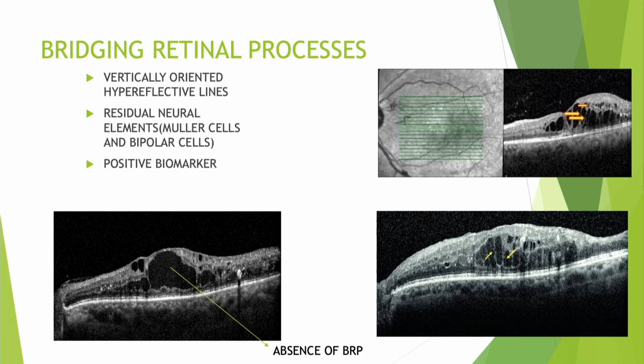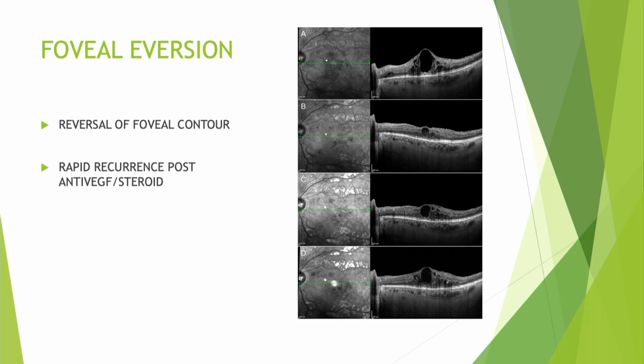So if you look at the cystoid process, sometimes there could be bridging retinal processes which are vertically oriented hyperreflective lines, and these lines actually connect the inner and outer retina, and these are a positive biomarker. So whenever you have these bridging retinal processes, it indicates you have a better visual response following therapy. An absence of bridging retinal processes usually indicates a poor prognosis even following therapy.